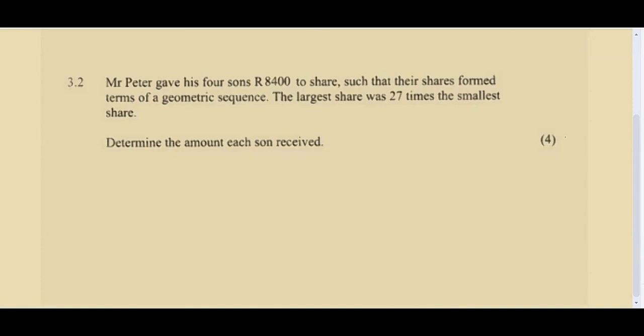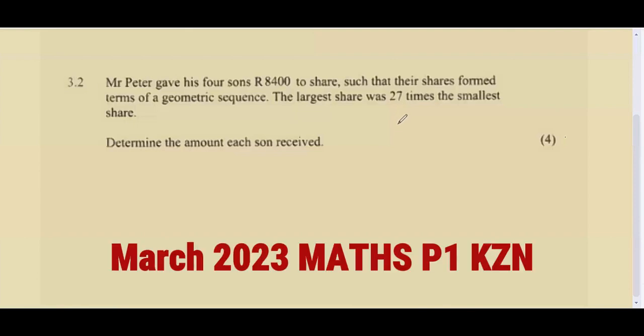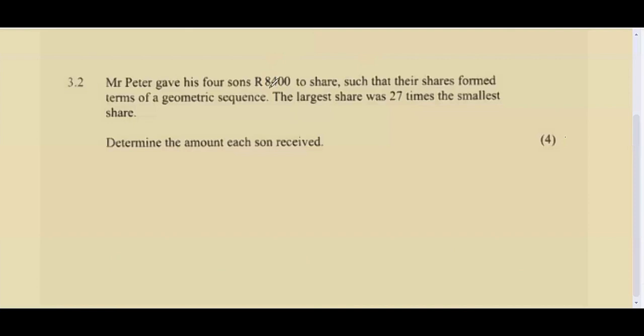It says, Master Peter gave his 4 sons 8,400 to share, such that their shares formed terms of a geometric sequence. The largest share was 27 times the smallest share. Then they say, determine the amount each son received. So this question here is an extract from March 2023 KZN, right? So if you are interested, then let's start with this question.